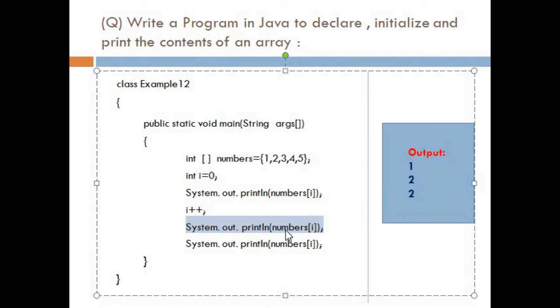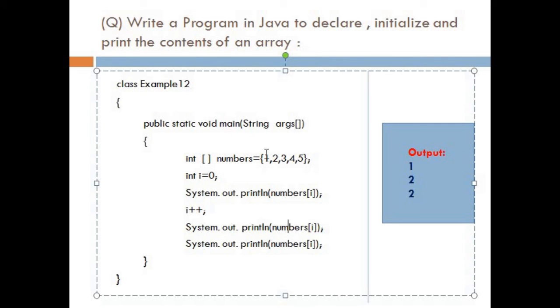This statement prints the content of the array variable numbers at the index I into the output. Now that the value of I has been changed from 0 to 1 after performing the increment operation using I++, numbers[I] shall be equal to numbers[1]. So the content of this array variable called numbers at the index 1 will be what? Let's find it out from here.